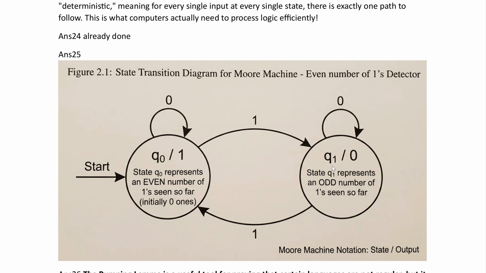Why are we getting output 0 here, Q1/0? Because after reaching Q1 from Q0, the number of ones is odd. So when we apply 1 and again 1, the number of ones is even, and that's why the output is 1, right? So you have to remember. This is how you can draw the Mealy and Moore machine for the given problems. Furthermore, later on we will see how to convert Mealy into Moore and Moore machine into Mealy machine.